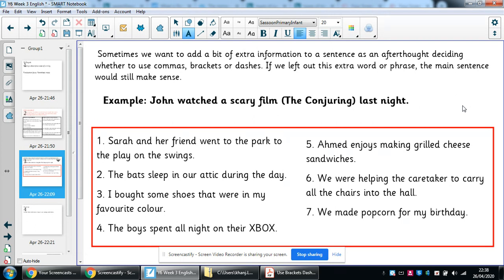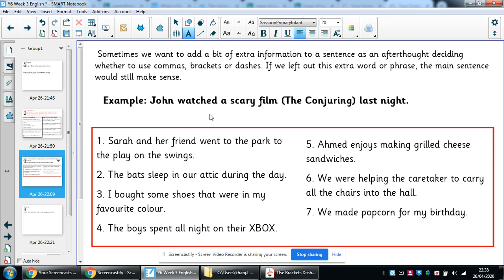Still makes sense. So your task today, you have 7 different sentences without parenthesis. What I want you to do is read the sentence and see if you can add further information into these sentences. You can choose whatever you want to as long as it makes sense within the sentence. So your first one, Sarah and her friend went to the park to play on the swings. You could add her friend's name or something about her friend.